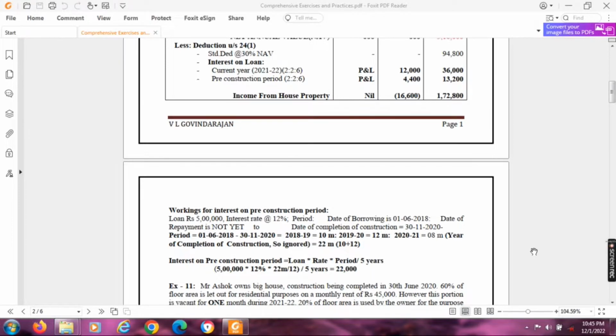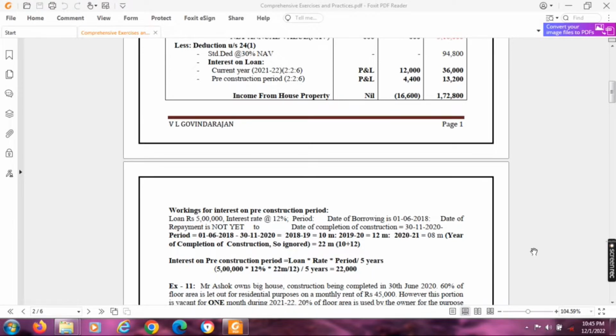That only 22 by 12 we are putting here. By 5 years, the amount will be 22,000. That is the pre-construction period working. That should be allocated in the ratio of 2:1. So the first portion is the self-business portion that will be recorded only in the profit and loss account. So it will not be recorded under income from house property.